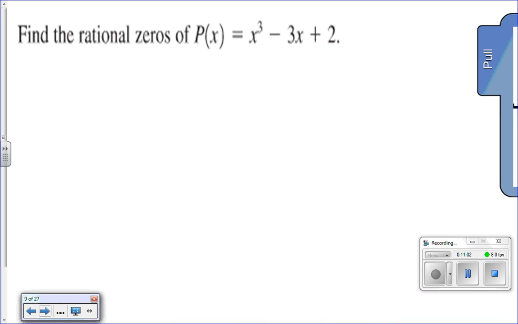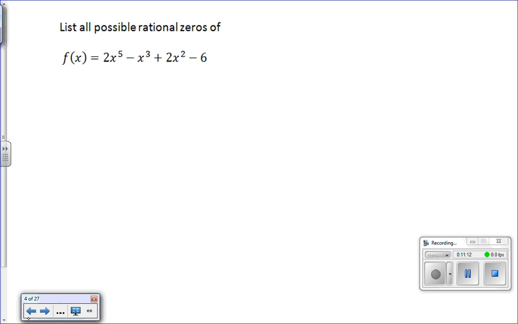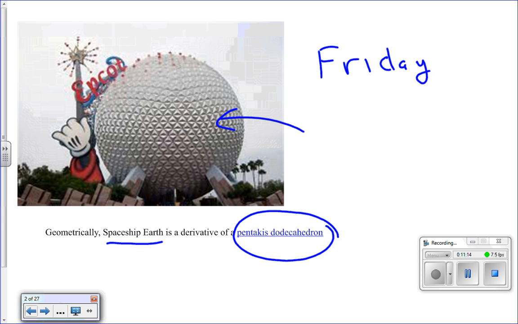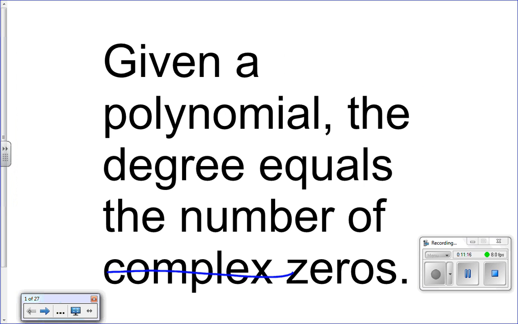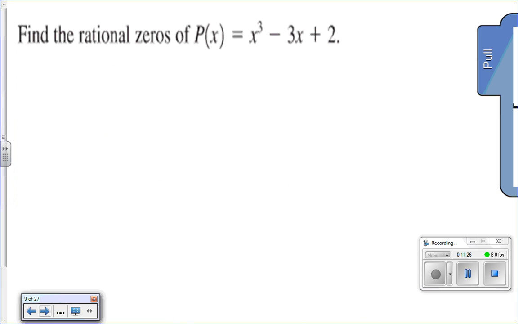Because notice here, remember that fundamental theorem that I mentioned a few minutes ago? It was big and bold. Hopefully you wrote it down. I'll show it to you again. Given a polynomial, the degree, the highest power, is the number of zeros, complex zeros more precisely. So I know before I even start this problem that I'm looking for 3 zeros. There are 3 zeros to this guy. And we're only concerned about the rational ones right now.